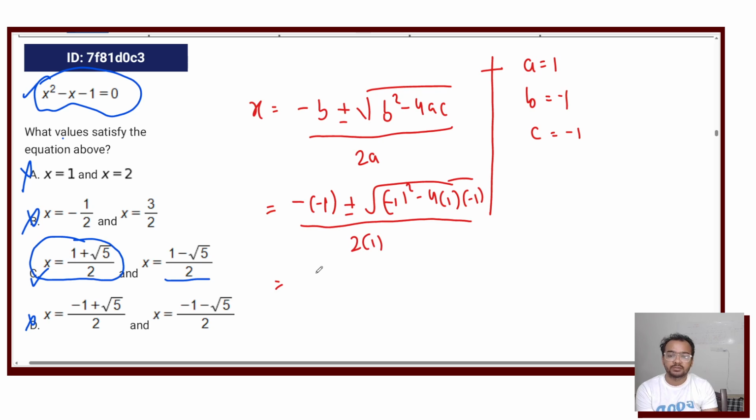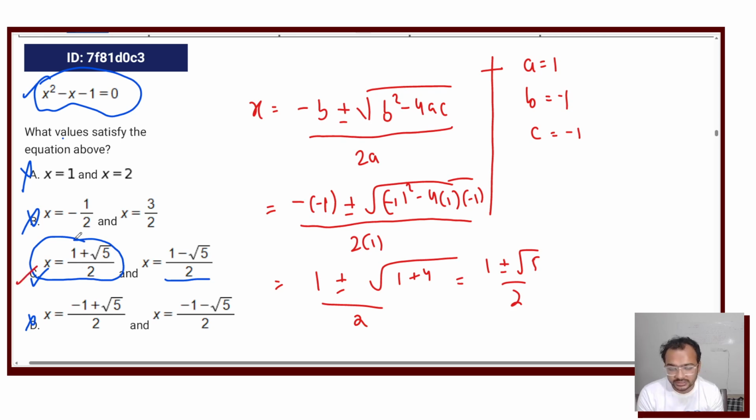Now negative of negative 1 is 1, plus minus root of 1, and negative 4 times negative 1 will be positive 4, divided by 2. So what we're getting is 1 plus minus square root 5, divided by 2. So it has to be C. But still we can see that the Desmos method takes less time than this.